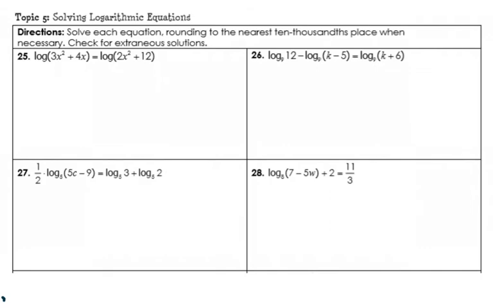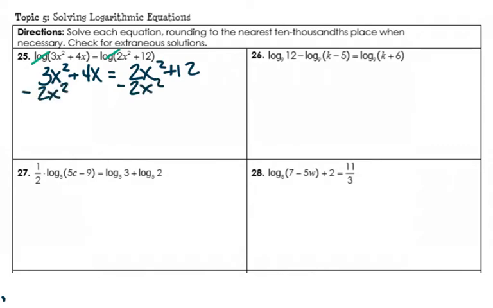So let's talk about solving some logarithms. So for this one, the logs are the same on both sides, so they can cancel out. So I'd have 3x squared plus 4x equals 2x squared plus 12. I want to get my like terms together, so I'm going to move this over here. So I would have x squared plus 4x equals 12. I should recognize this is a quadratic. Quadratics need to equal 0, so I'm going to move the 12 over.